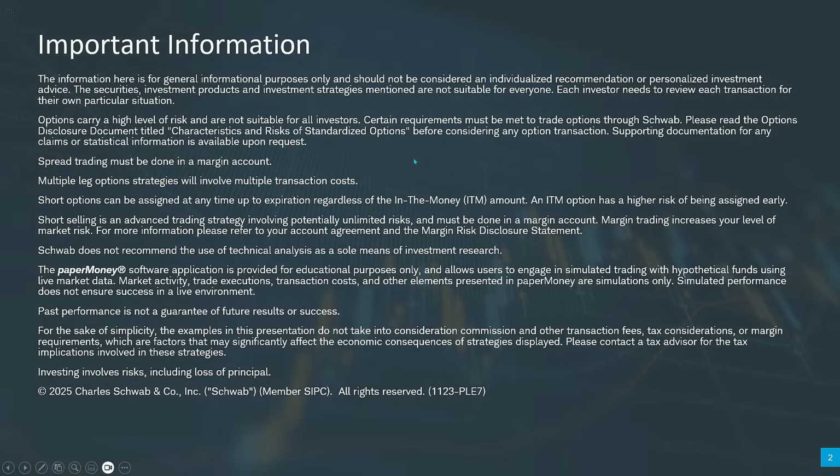Now, when we talk about our examples here today, remember the information is provided for general informational purposes only. Remember that options carry a high level of risk, not suitable for all investors. When we also talk about examples, let's say short options like cash secured puts or covered calls, anything that's short options, okay? Those can be assigned at any time up to expiration, regardless of the in the money amount, because it's a standing order or an option to somebody to buy those shares from you. If you sold the covered call or if you sold the put, you would be the buyer of those shares. So it's not just at expiration. These are American style options where that could happen prior to.